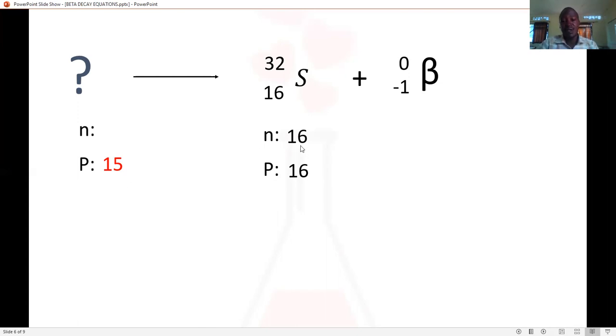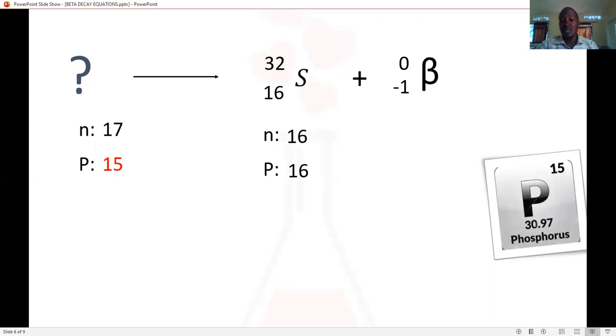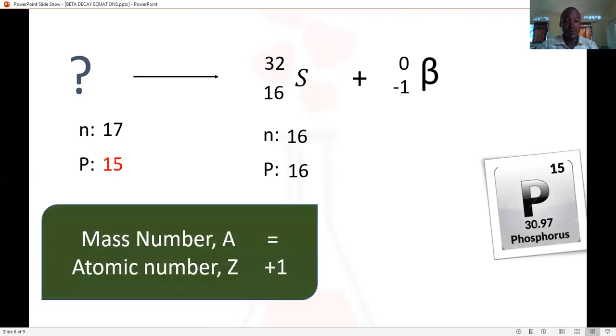And the same will apply to neutrons. The neutrons must have been higher than the number of neutrons in the new element. So we shall have 17. So our old element has atomic number 15. So go to the periodic table and we shall discover that it is actually phosphorus. So we shall put phosphorus where we have our question mark.